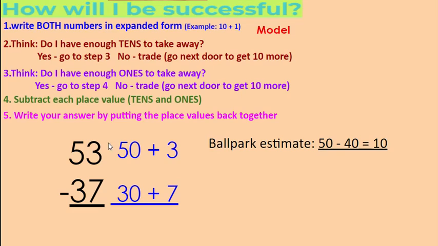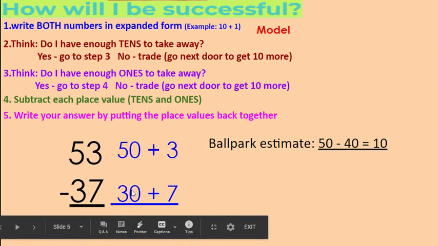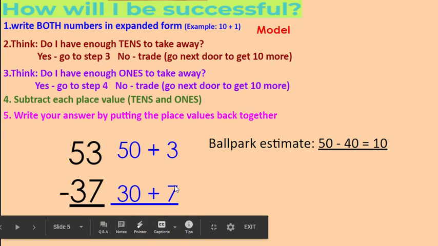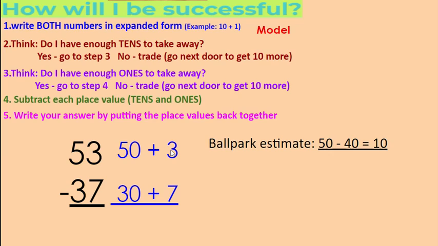Let's take a look. Here I have 50. Do I have enough to give you 30? Yes, 50 is more than 30, so I have enough. I answered yes, so I'm going to step 3. Now I need to think, do I have enough ones to take away? I have 3 ones in the top number, and I need to take away 7. Can I give you 7 if I only have 3? No, I don't have enough. So if I said no, I need to trade or go next door to get 10 more.